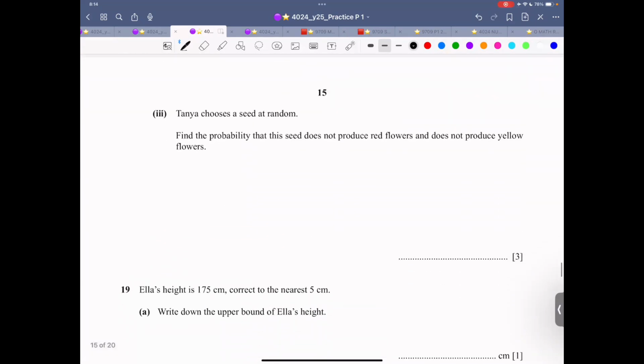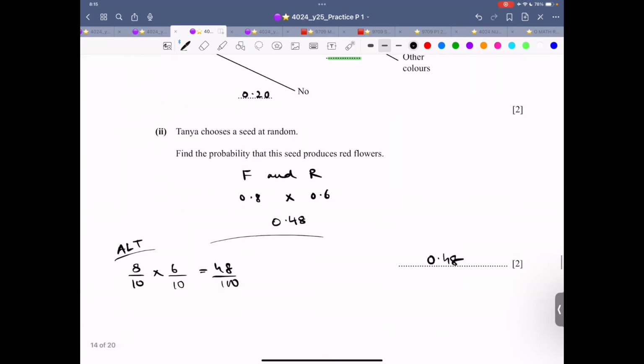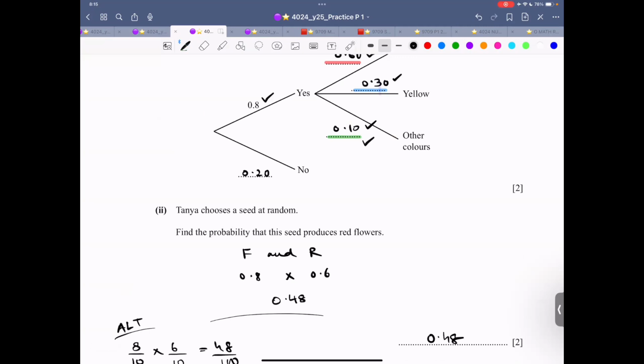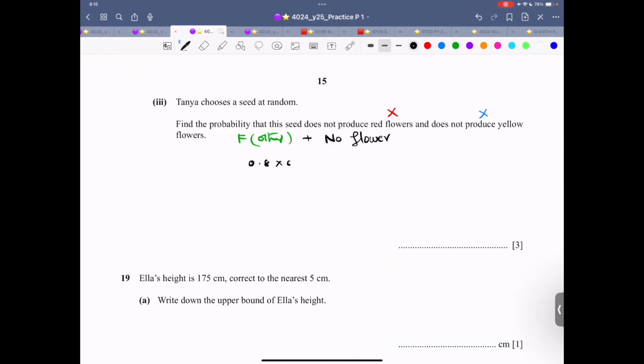Now, the next page. Tanya chooses a seed at random. Find the probability the seed does not produce red flower. So there is no red flower, and then there is no yellow flower. That means there should be either flowers of other color or it does not produce any flower. So therefore, this is 0.8 into 0.1, or that means add no flower at all, that is 0.20. 0.08 plus 0.20, that is 0.28.